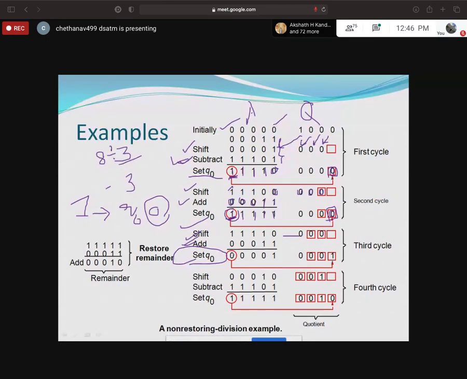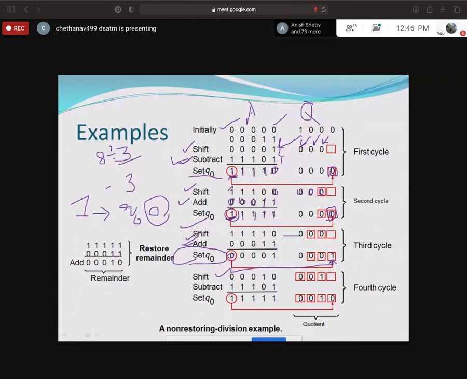Since this last bit is 0, you have to set your Q naught as 1. After that, in the next step, you have to do the subtraction. Subtraction means: after shifting, please don't subtract right there. Shift it, then in the next cycle, subtract it.